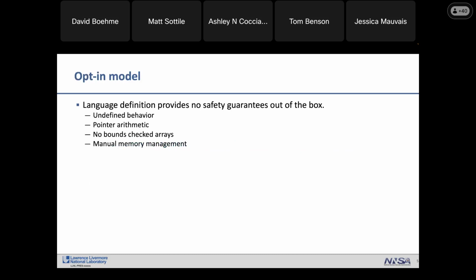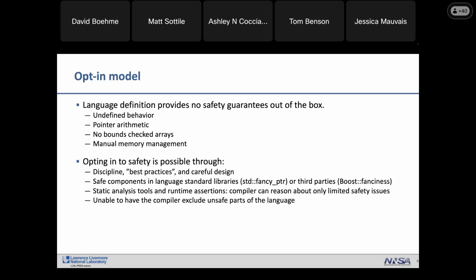The opt-in model of safety is what we're used to if we're using C and C++, where the language definition, the standard that defines the language itself, doesn't provide safety guarantees out of the box. So undefined behaviors are part of the language. You can do things like pointer arithmetic, which means you can take a pointer and start changing it, and next thing you know, you're referring to an address you shouldn't have. You don't have bounds checking typically, and memory management is done manually. Now, with the opt-in model, the reason it's called opt-in is that you can opt into safety through various mechanisms. Very commonly, you'll see people saying, well, you've got to be disciplined, you have to adopt best practices.